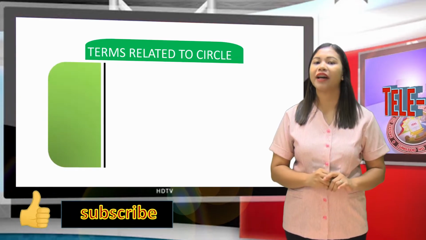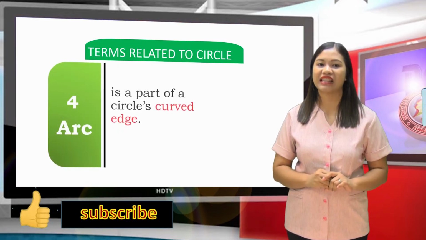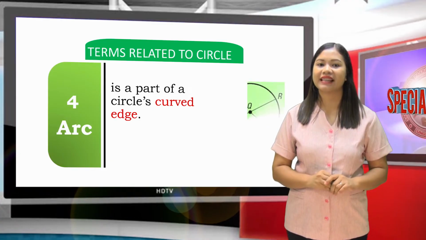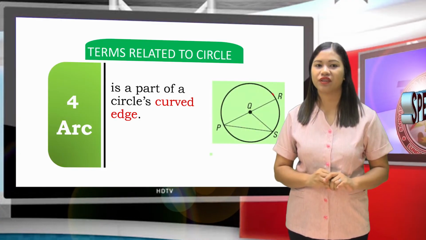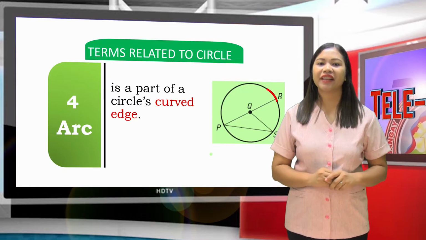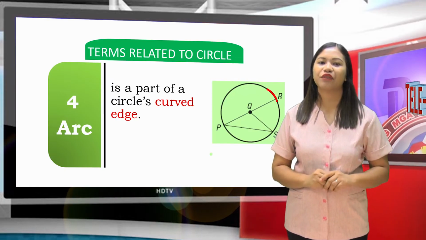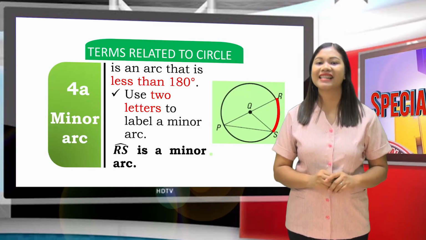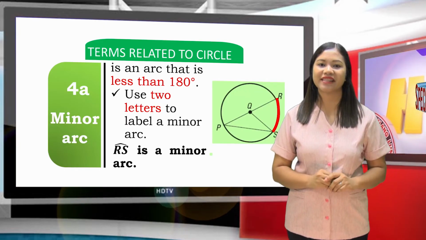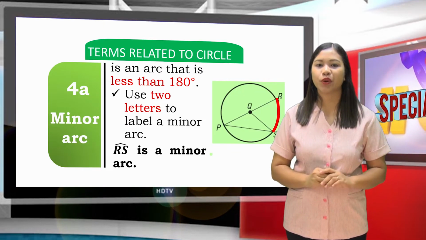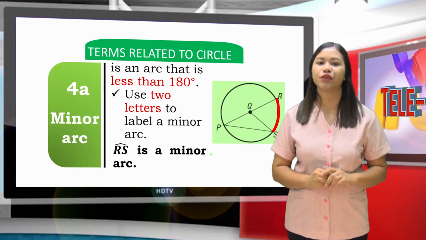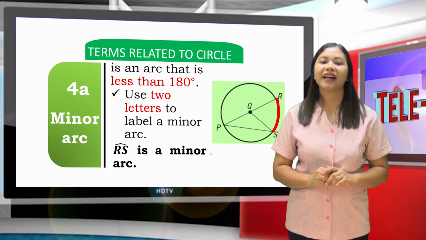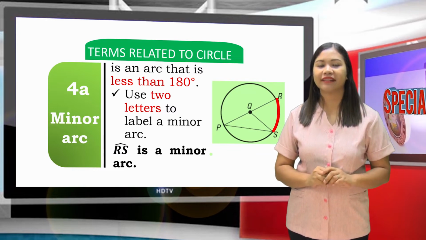Number 4 is an arc. An arc is a part of a circle's curved edge. In this figure, this is part of the circle's curved edge. There are different types of arc. The first one is minor arc. Minor arc is an arc that is less than 180 degrees. Please take note that we use two letters to label a minor arc. In the figure, arc RS is a minor arc.